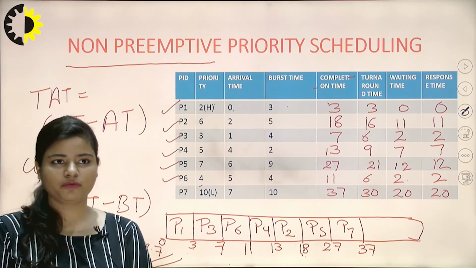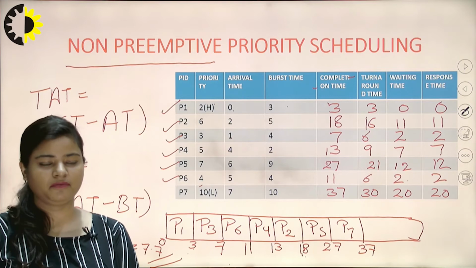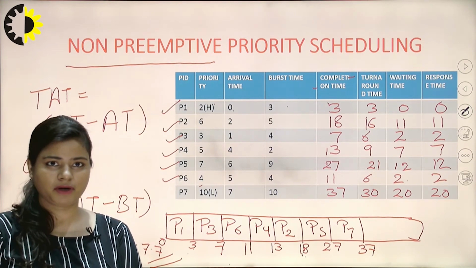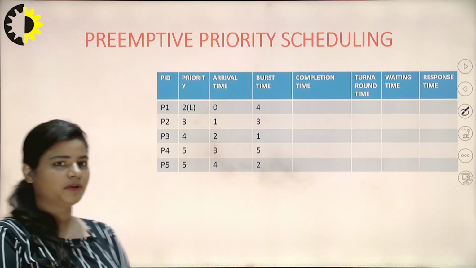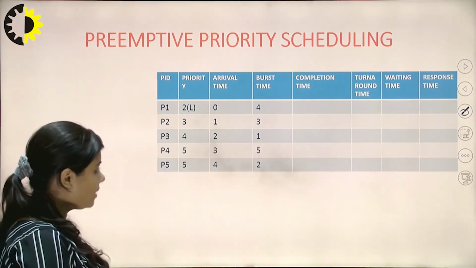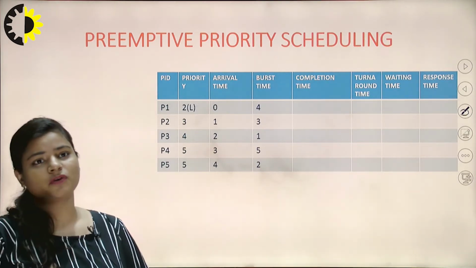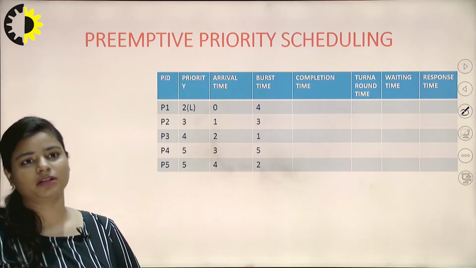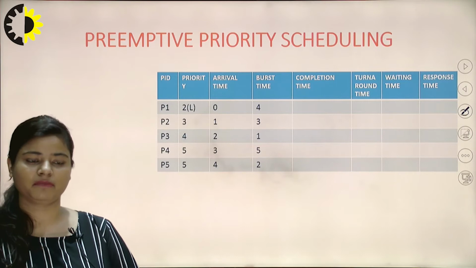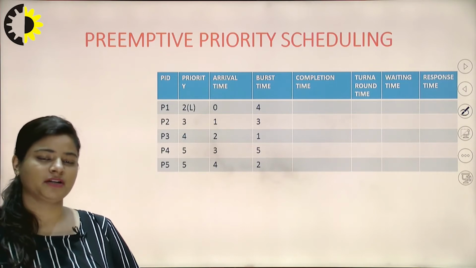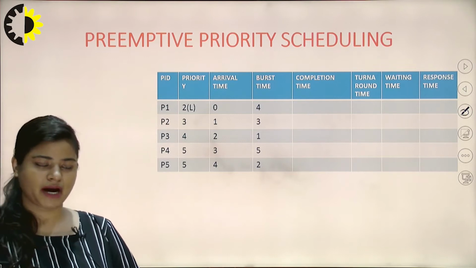Now let's move towards the preemptive. We have already learned about non-preemptive. Let's move towards the preemptive priority scheduling. For preemptive priority scheduling, we have this kind of example. We have seen that non-preemptive priority scheduling was just working according to the priority and it was not getting preempted for any reason. But preemptive priority scheduling is something opposite to that.